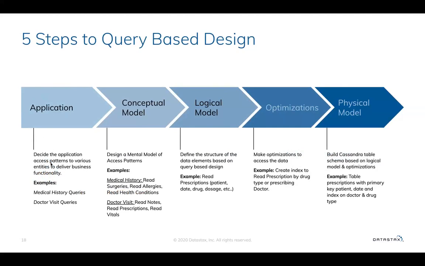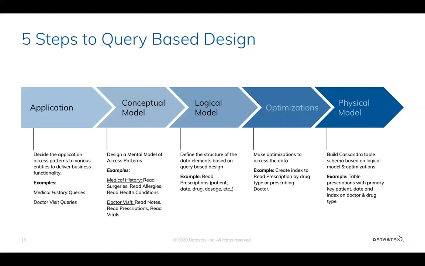A few simple examples in the medical world: if you have medical-related data, you want to retrieve the medical history based on the queries at the application level, and then you have doctor visit queries at the application level. Then the application level translates into the conceptual model, which is step two, and the conceptual model says design a mental model of the access pattern. So if you want to retrieve medical histories, then you want to possibly read the surgeries, or read allergies and read health conditions. From a doctor visit perspective, you want to read the notes based on some date condition, read the prescriptions by the drug type, for example, or read vitals based on the different parameters that you may have set, such as a date range or the patient name.